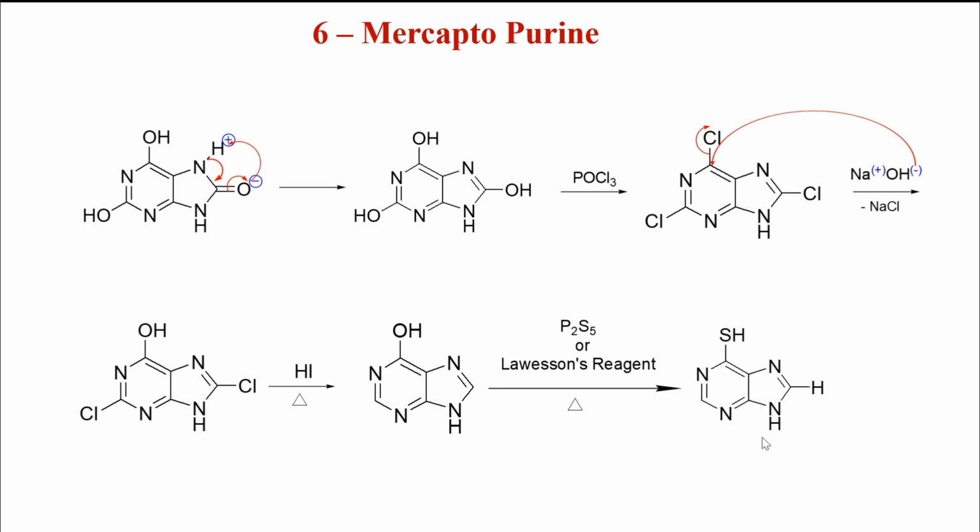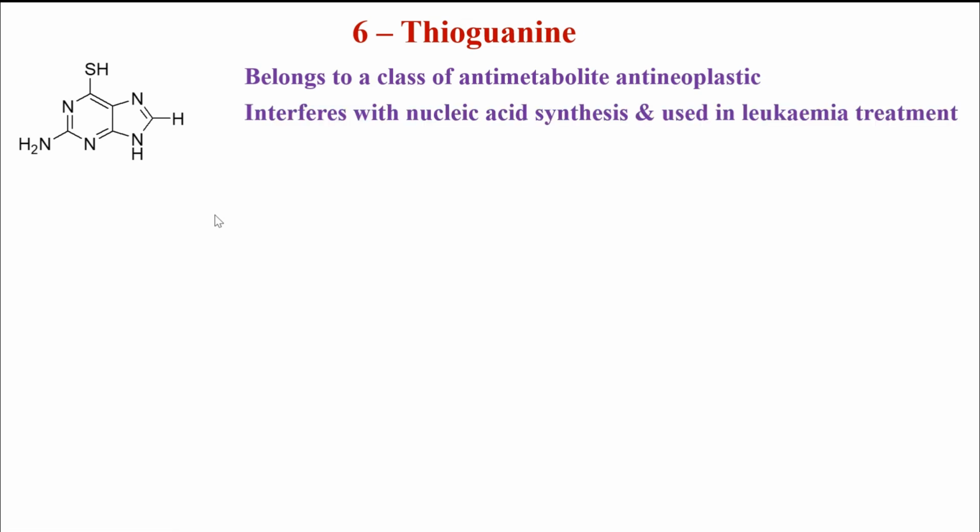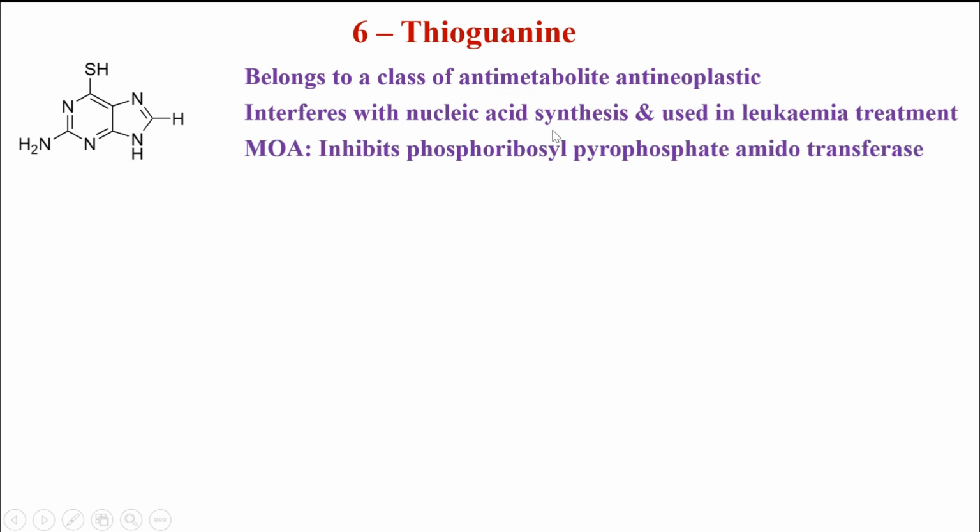Another purine derivative which finds its use as an anti-neoplastic agent is 6-thioguanine. Here there is an amino group at the 2 position. This finds its use in the treatment of leukemia and it also belongs to the class of antimetabolite anti-neoplastic agents. Similar to 6-mercaptopurine, it also interferes with nucleic acid synthesis by inhibiting phosphoribosyl pyrophosphate amidotransferase enzyme.